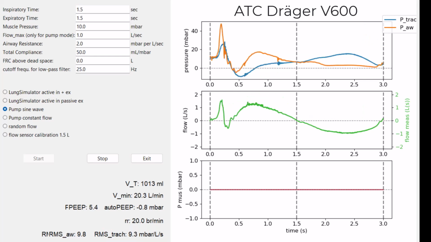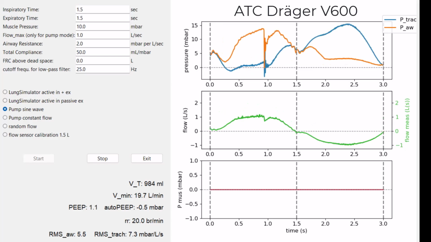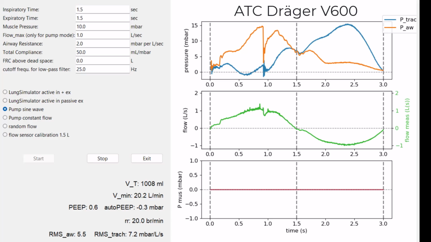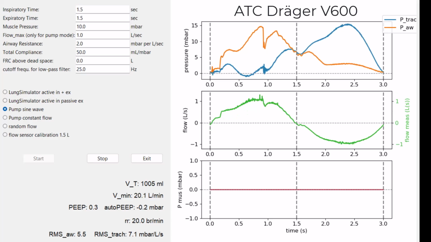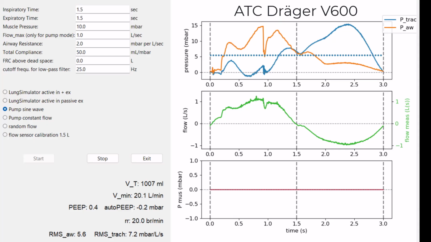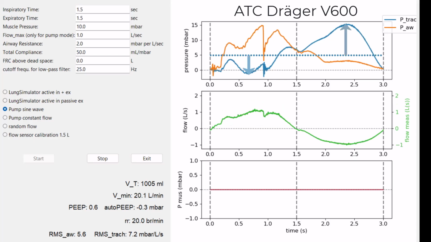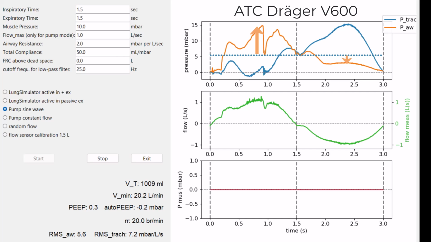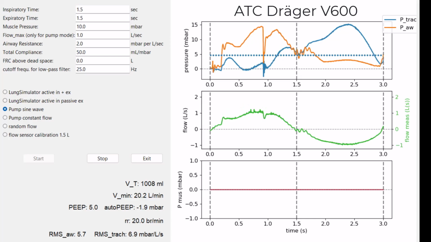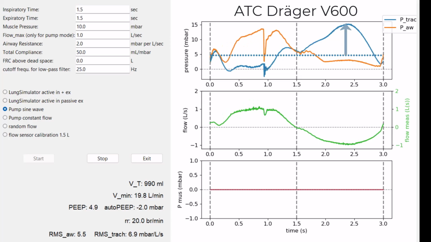What we are now doing is we are connecting our lung simulator to our Dräger V600 ventilator in ATC mode. PEEP is 5. And as you will notice, the ventilator needs a few seconds to adjust its control parameters. So the tracheal pressure is supposed to be on this blue dotted line. So it should be constant. It is not. Airway pressure increases in inspiration and the ventilator tries to decrease it, but it can't decrease it below 0. And so we see that the tracheal pressure increases also in expiration.